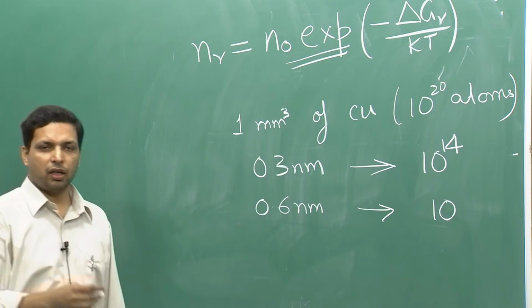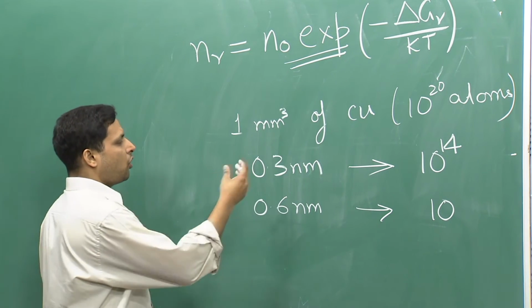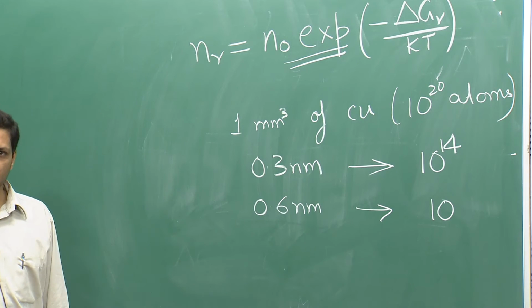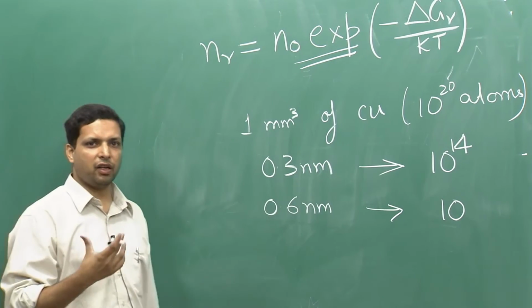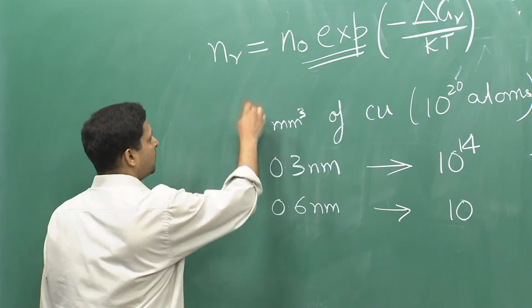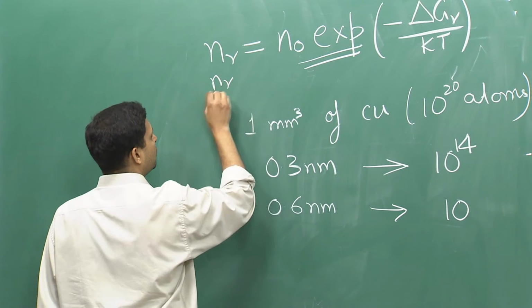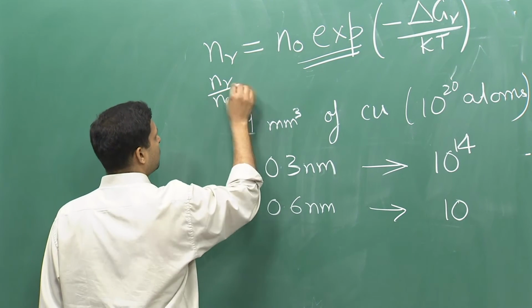Because of this exponential term, the number of clusters of a given size drops exponentially. It decreases very, very fast. And Nr over N naught you can say is effectively the probability.